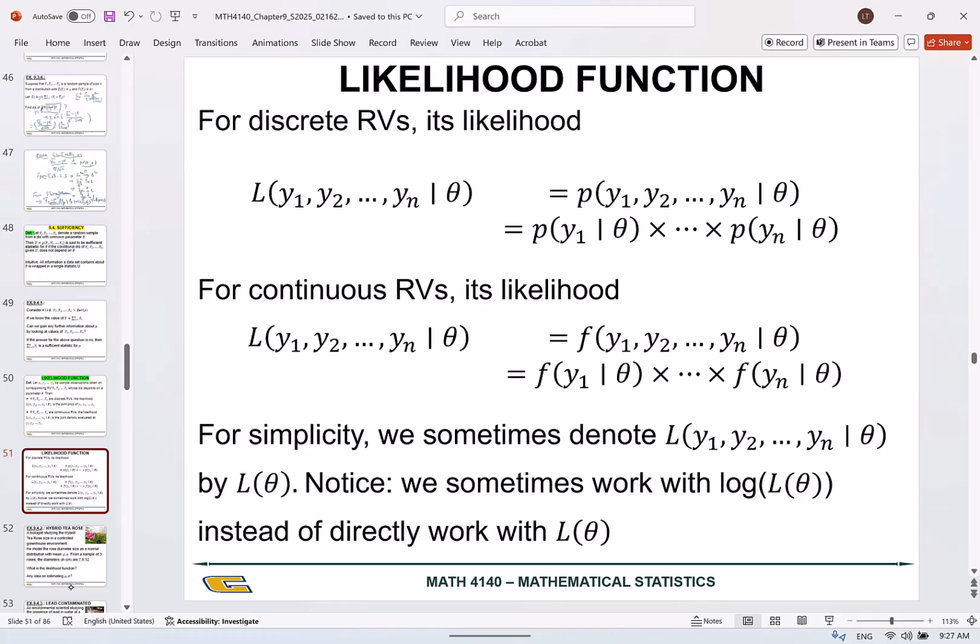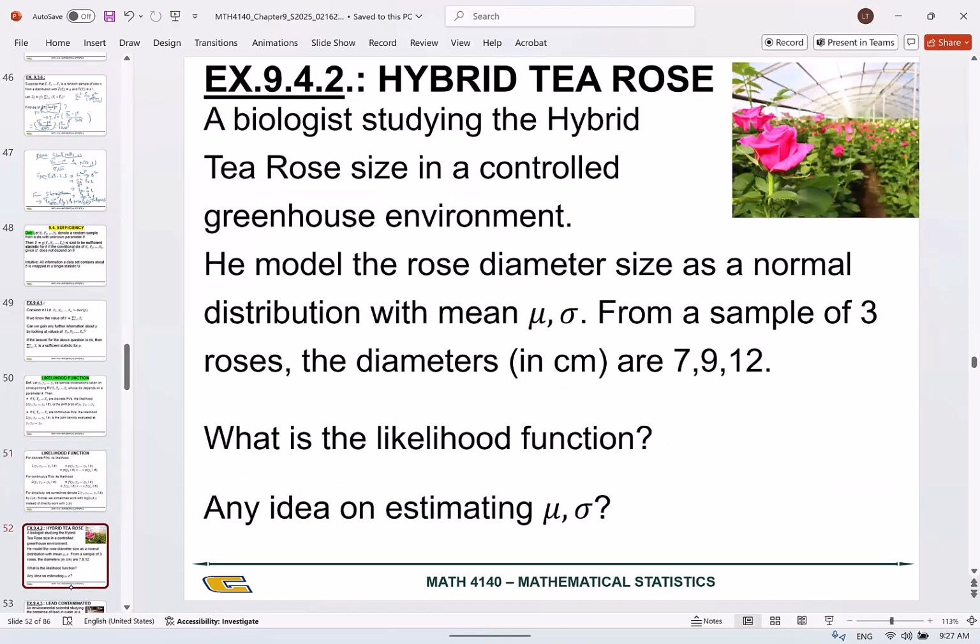So let's look at an example here, and you will see how you can write out the likelihood function. We will learn a lot from this likelihood function to estimate theta. This is one very important method. But first of all, let's just get familiar with this concept. Here we talk about hybrid tea roses. A biologist studies hybrid tea roses in a controlled greenhouse environment. He modeled the rose diameter size as a normal distribution with mean mu and standard deviation sigma.